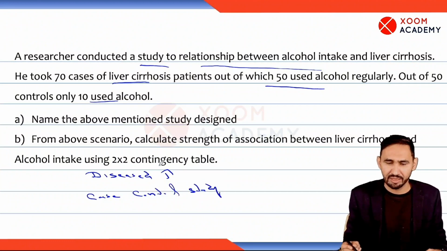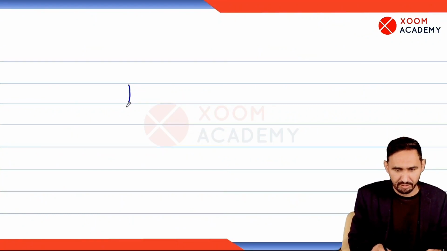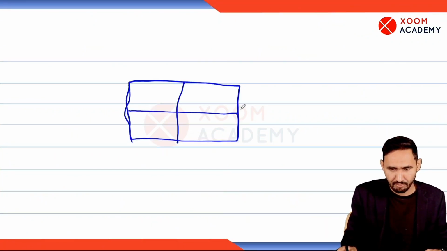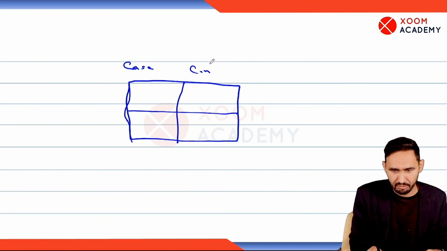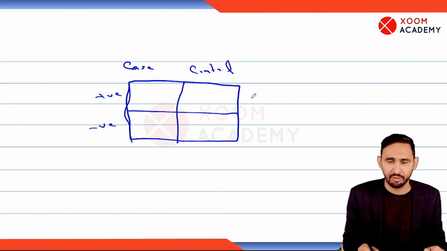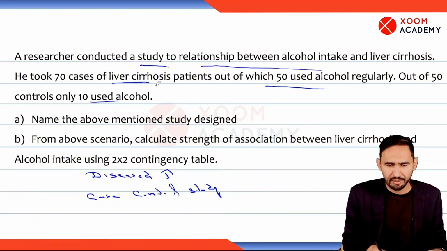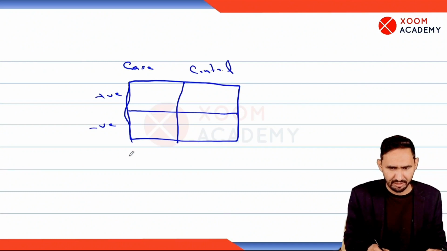And then we will calculate the association. So first we will draw a 2 by 2 table. We can write case in case control study instead of diseased. These are controls. Then these are exposed. These are non-exposed. So there were 70 cases of liver cirrhosis and 50 controls. So we can write 70 cases and 50 controls.